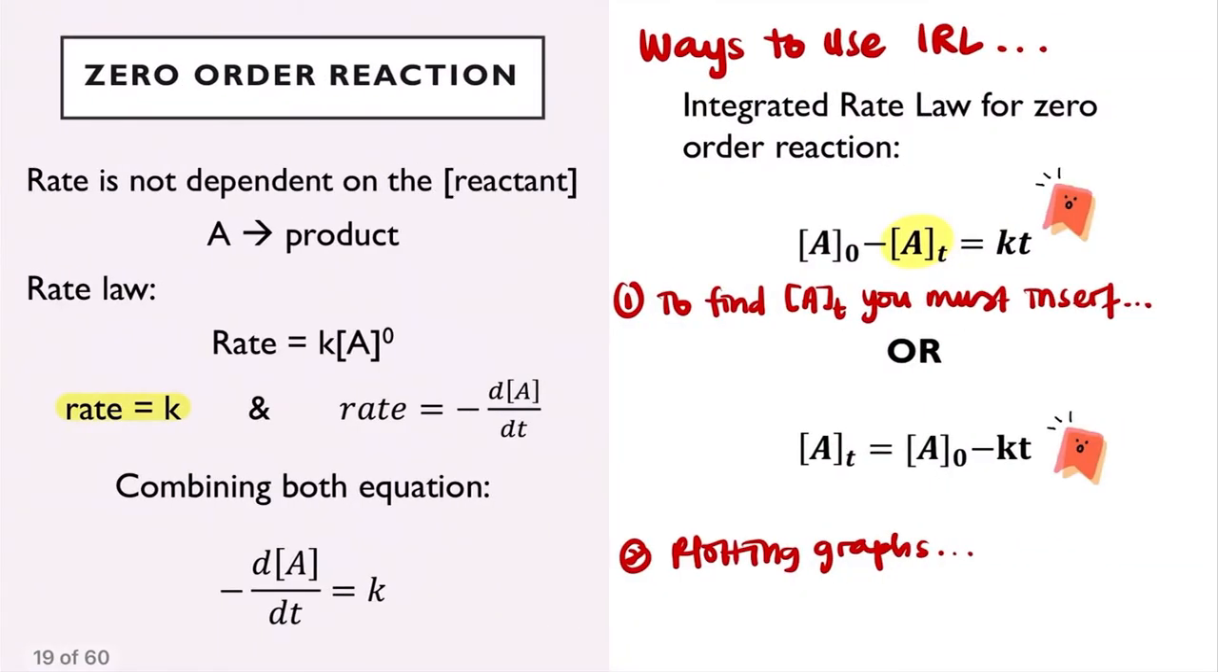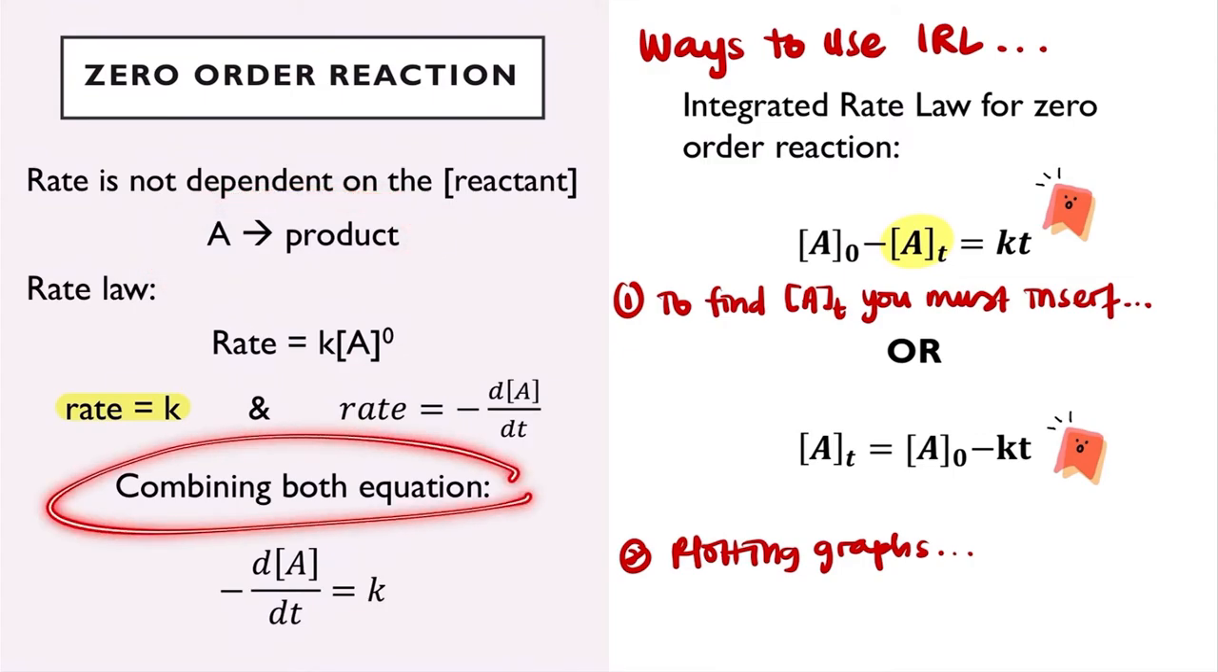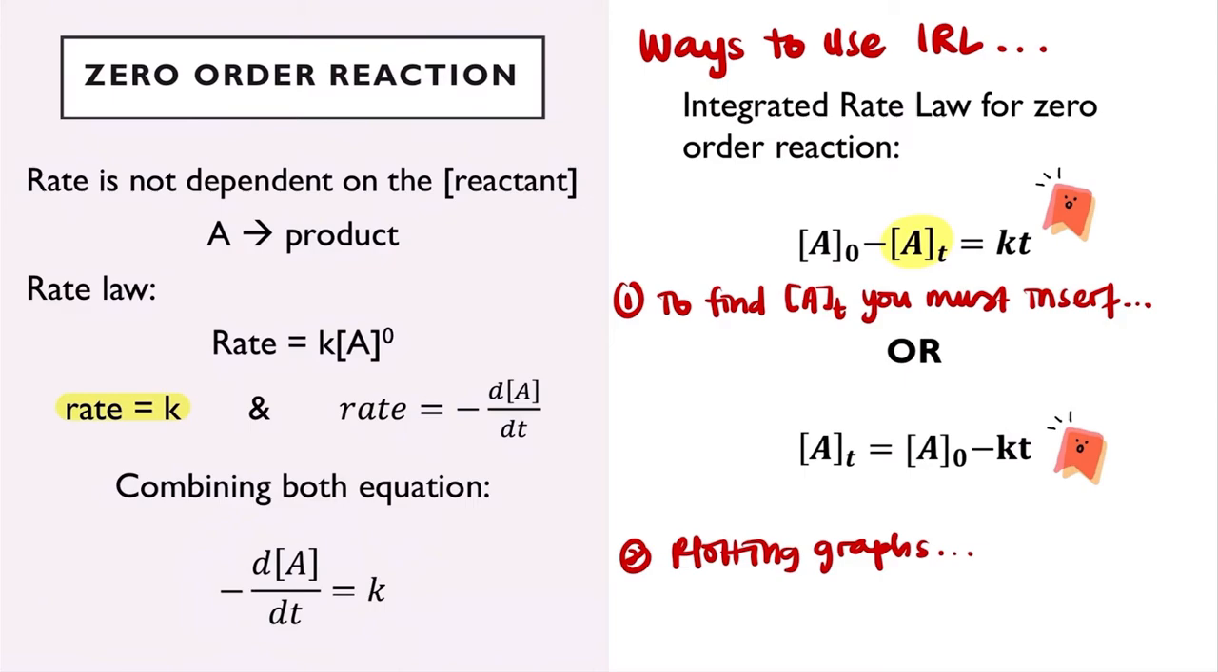Okay, so for the first type of order, zero order reaction, the rate is not dependent on the concentration of time, because if you look at your rate law, rate is equals to K concentration of A to the power of 0. So this one will be equal to 1. So awak akan dapat rate is equal to K, and then rate is negative d concentration of A over time, from your chemical equation. And then when you combine both the equations, you will get this, okay.